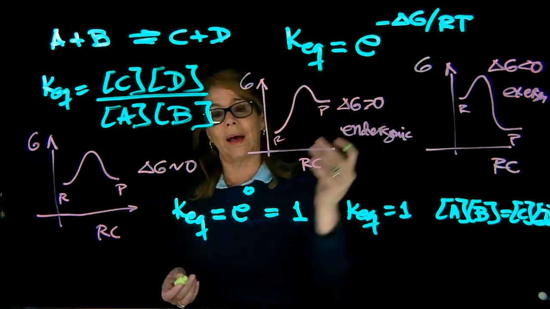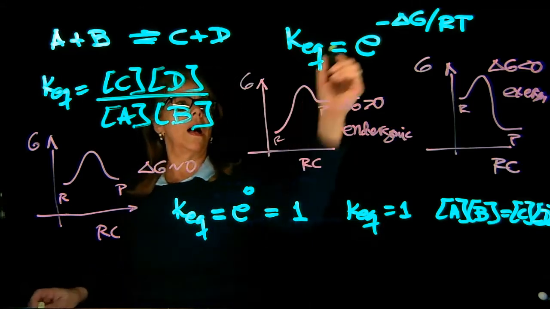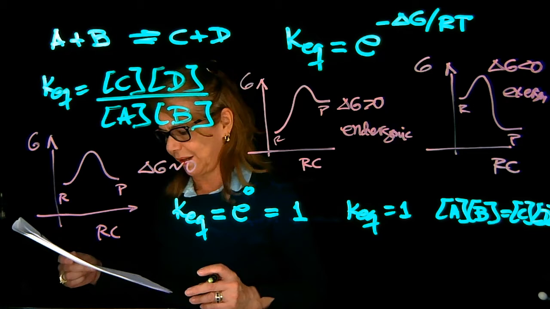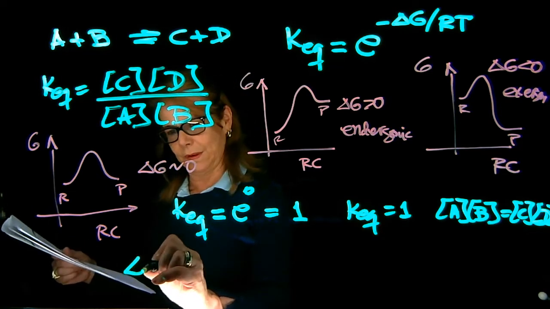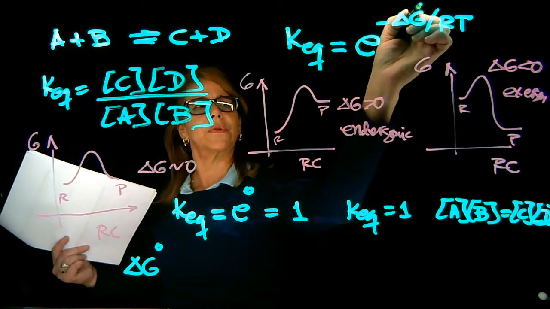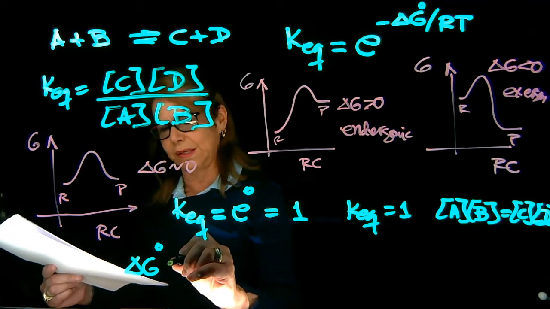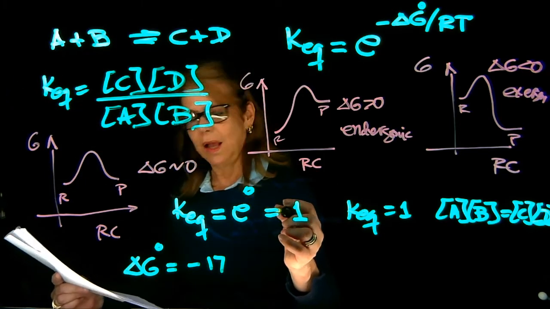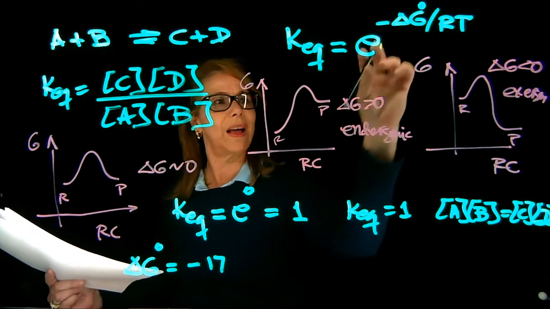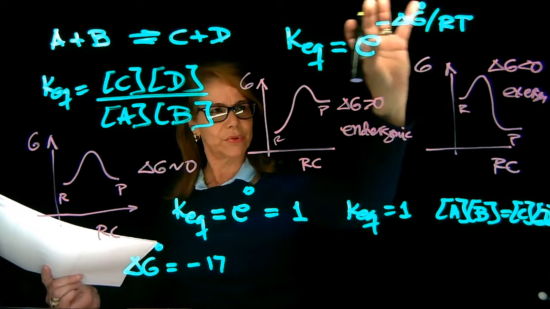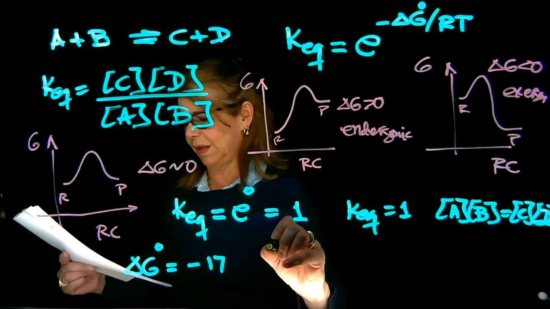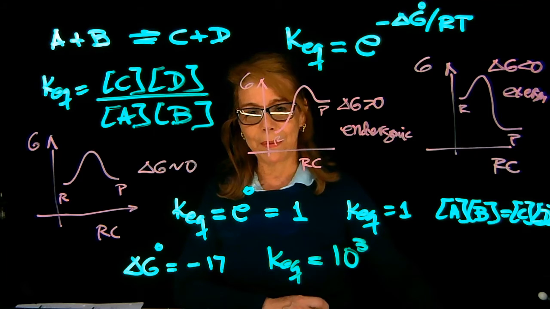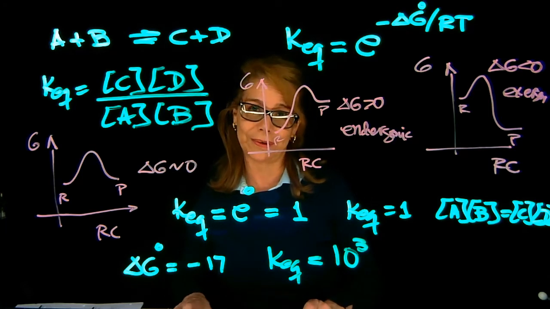Now that's not the case when we have other scenarios. Say I have a number here for the difference in Gibbs free energy, from the numbers in my table, where the little 0 refers to standard conditions. If this is negative 17, a very negative number, when you substitute that in the equation, a negative times a negative gives a positive number, so this is going to be large. The equilibrium constant for that number is 10 to the 3. That means I have about 1,000 times more of the products than reactants.